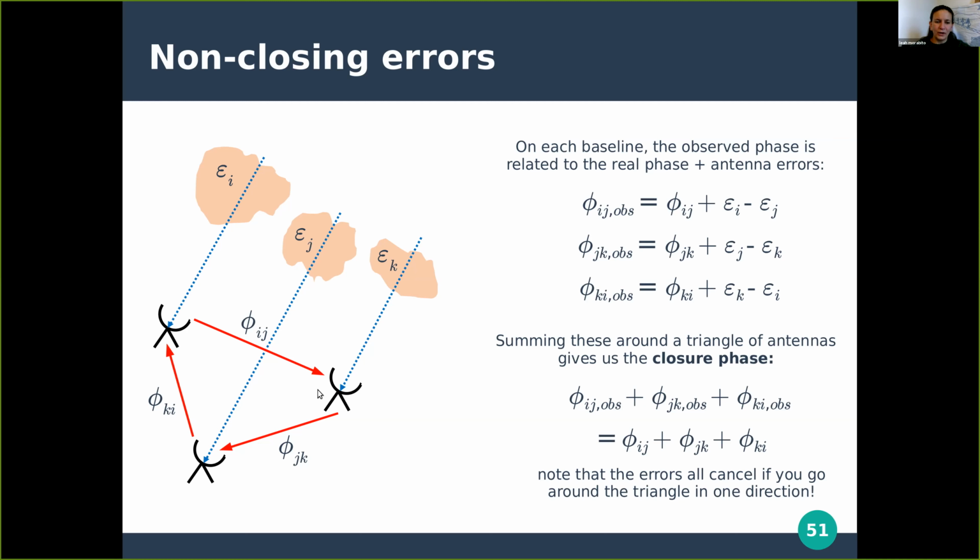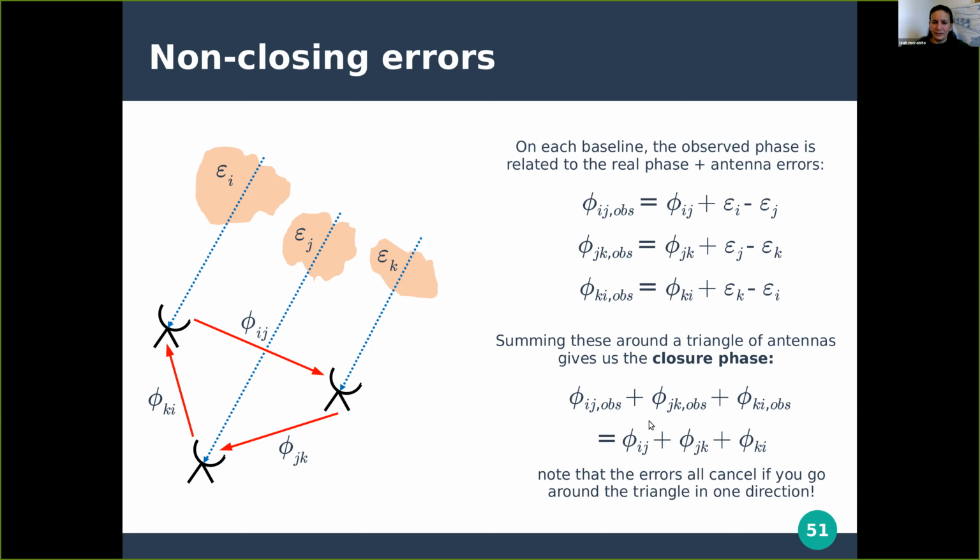And so if you go around this triangle, and you can go around the triangle either way, but once you've picked a direction, you have to keep going that direction. So you sum the phases in a direction around the triangle. And when you sum the phases in a direction around the triangle, that gives you what we call the closure phase. So here we add all of the observed phases together, and what we get back is a combination of the real phases because all of the errors cancel out.